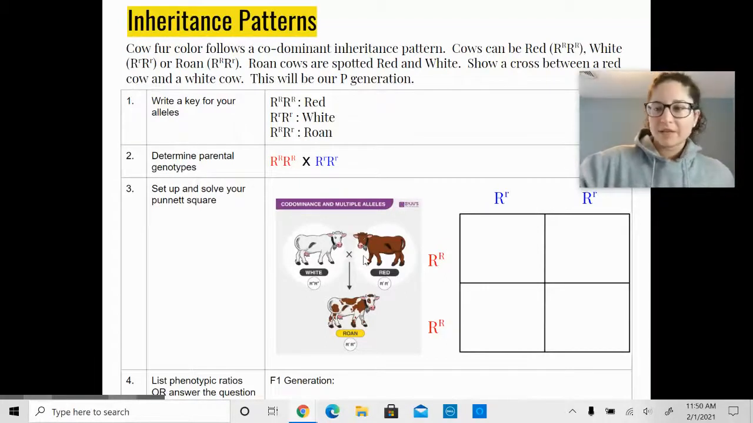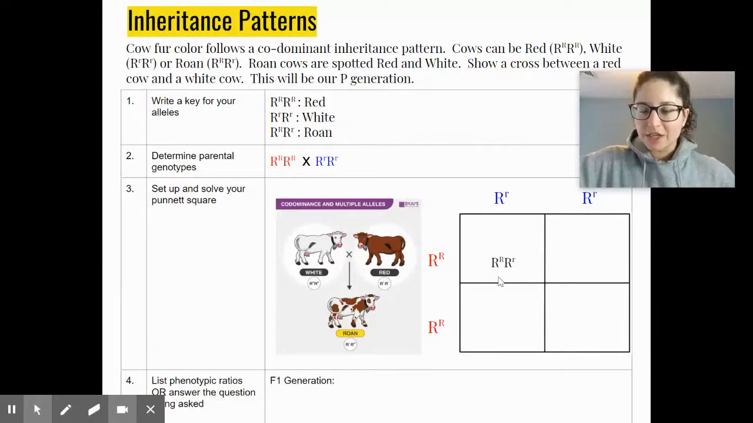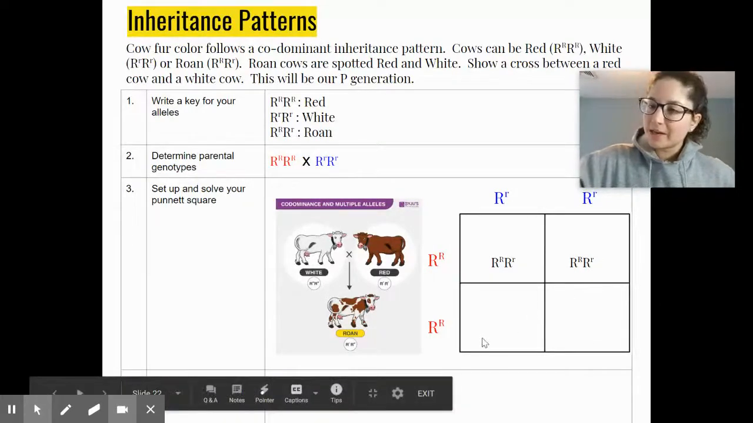So we fill it in very similar to how we filled in our other Punnett squares. We're still bringing our two alleles together. So fur color red comes over here, fur color white comes down here, and we get a genotype of fur color red, fur color white. We can do the same thing in this box. So we have our big R comes over, big R, little r comes down, and we get fur color red, fur color white.